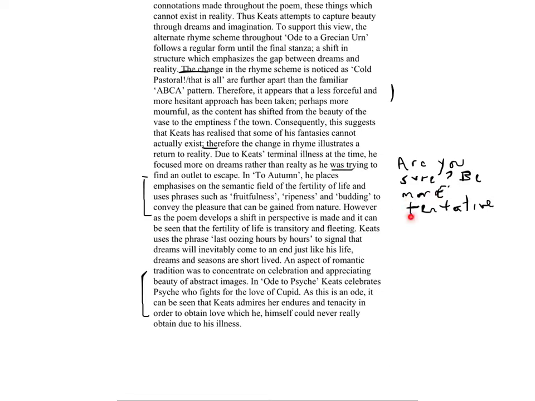You're awarded for being more tentative. What that means is you might want to use words like "he may be trying to", because the guy's been dead 200 years. You can't say with any certainty that that's what he was doing, but you may suggest that's what he was trying to do.